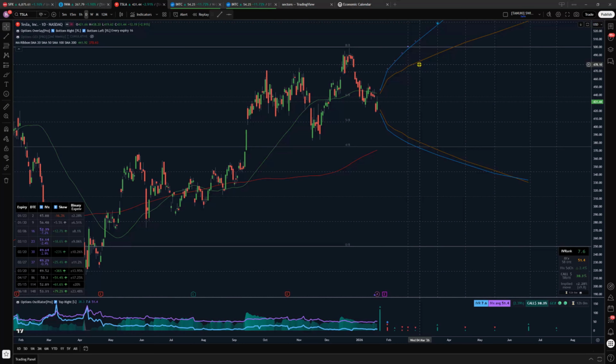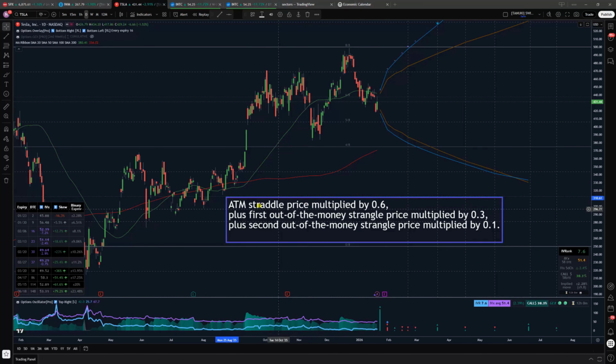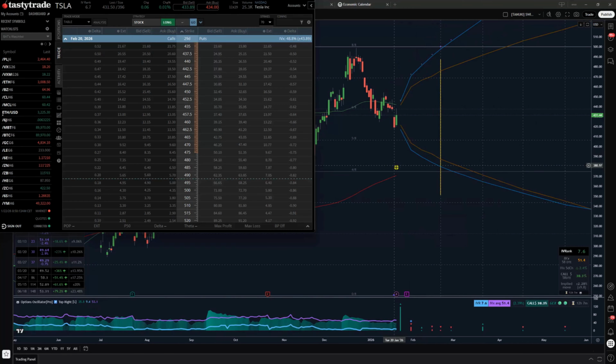is distributed across strikes. This is the exact calculation we are using: the at-the-money straddle price multiplied by 0.6, plus the first out-of-the-money strangle price multiplied by 0.3, plus the second out-of-the-money strangle price multiplied by 0.1. That's the exact calculation behind the expected move curve. Let's make a comparison between the TanukiTrade and our TradingView indicator settings or values.